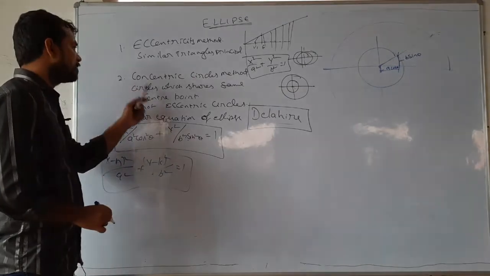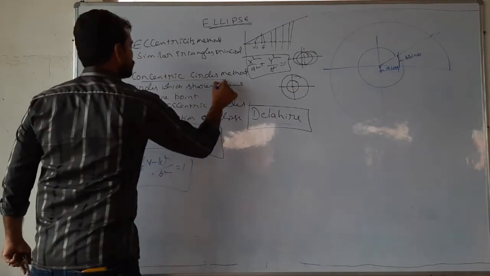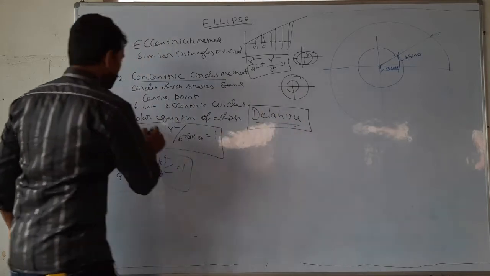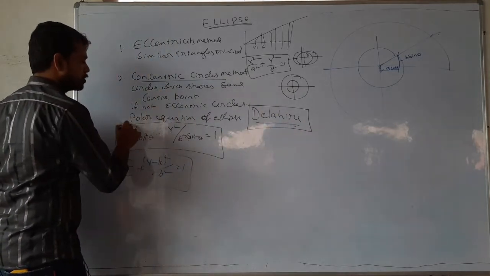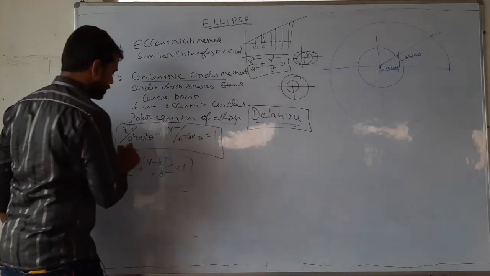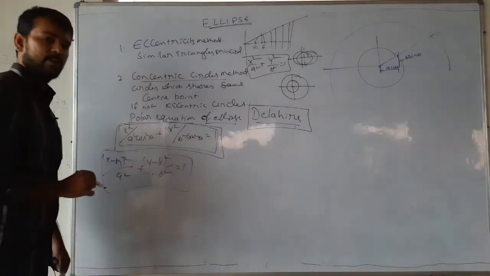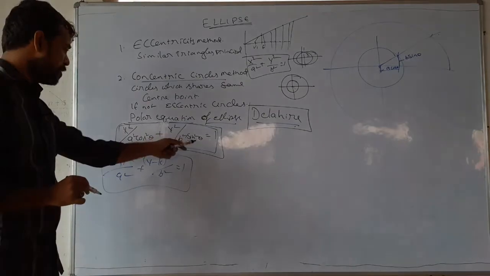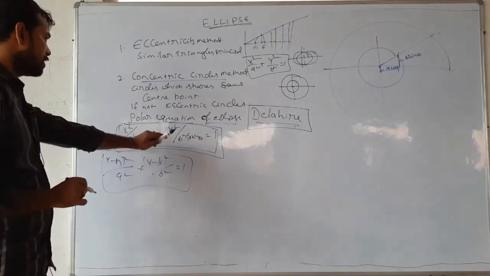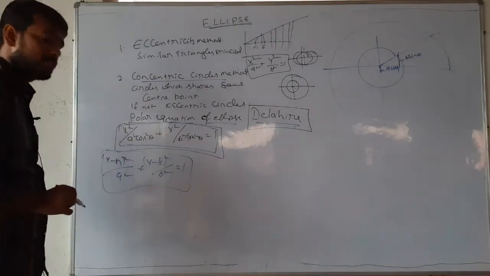Okay, this is the concentric circles method, and this was proposed by Mr. De La Haye. It follows the principle of the polar equation of ellipse. The equation of ellipse is this: x square by a square cos square theta plus y square by b square sin square theta. It's very, very important. This is about the concentric circles method.